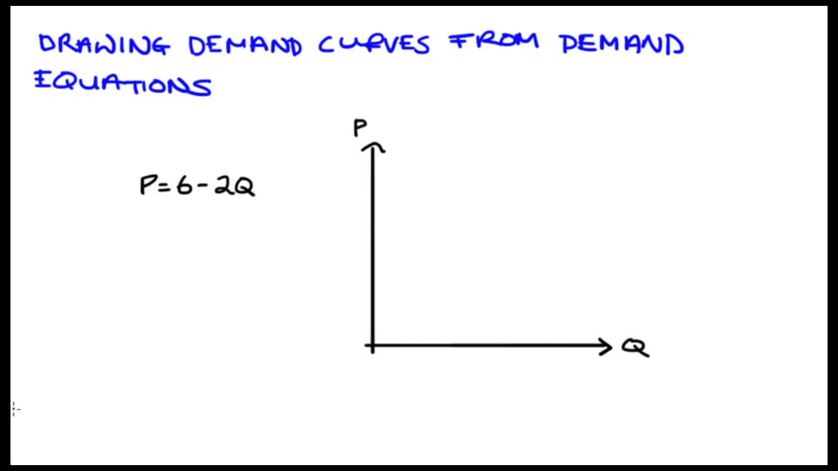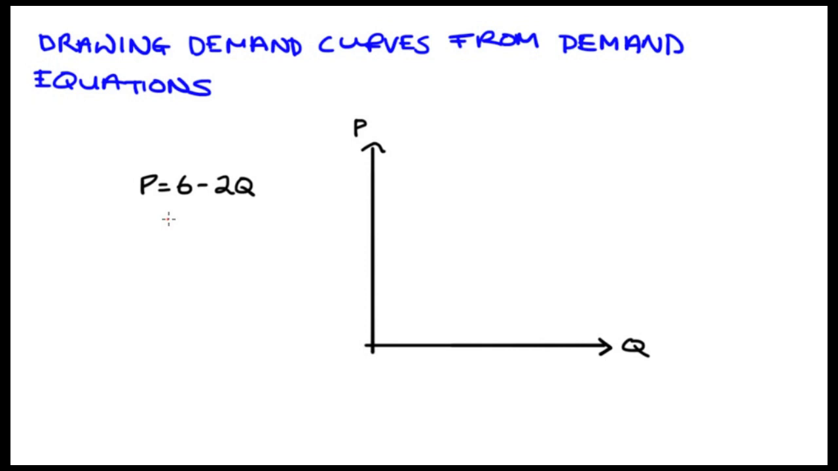Great. So the strategy that I'm going to use to draw this demand curve on these price and quantity axes is to find the price axis intercept and the quantity axis intercept. Then I've got 2 points, I can join them together and I'll have my curve, perfect.